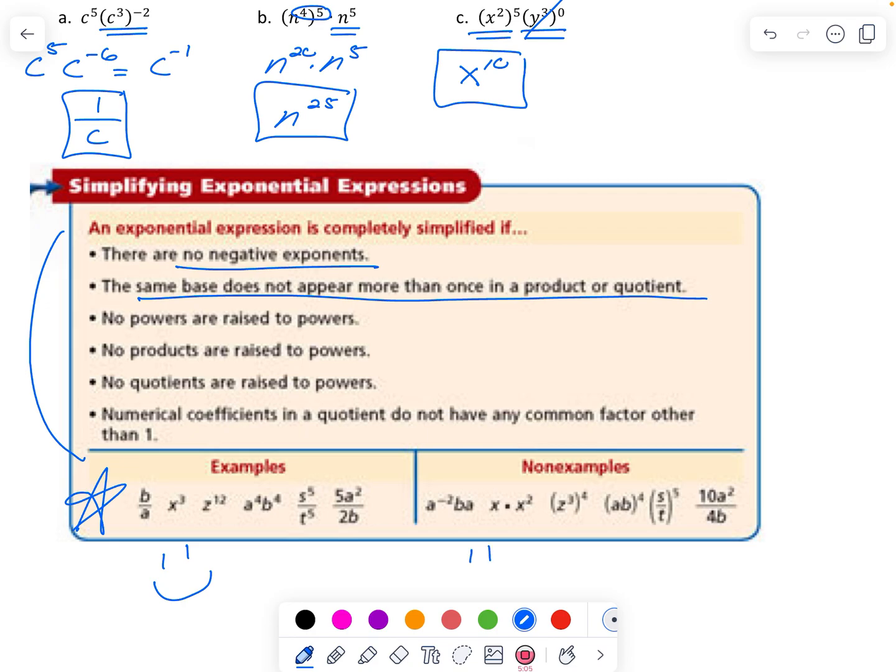These over here are not good looking answers. Notice there's two A's there. That should be simplified. Or two X's. That should be simplified. We shouldn't have a parenthesis or a power raised to a power. No parenthesis. No parenthesis. Here, the 10 and the 4 could be simplified. That wasn't simplified.